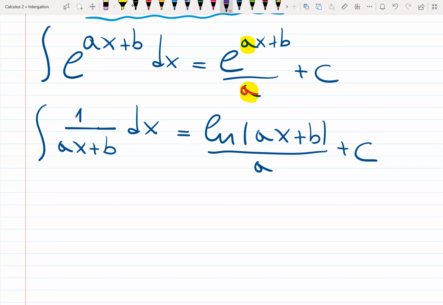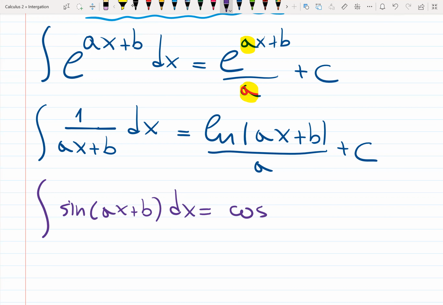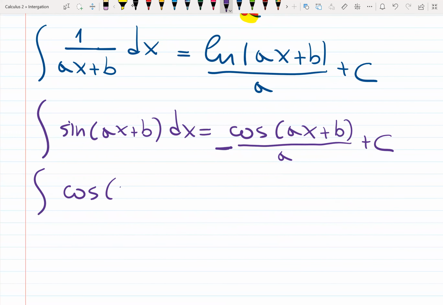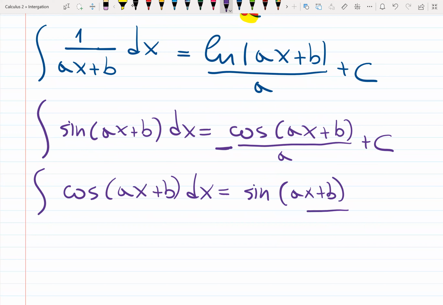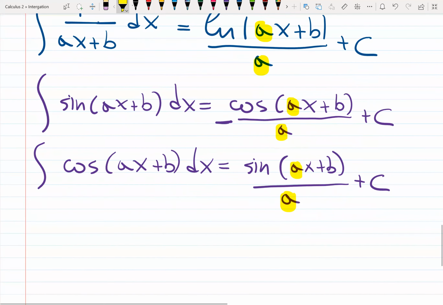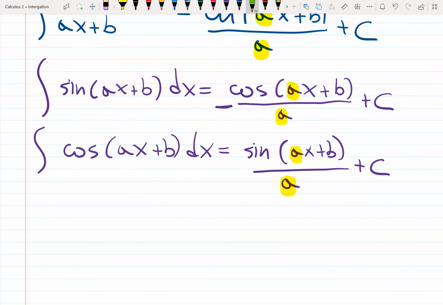Sine and cosine. Integral of sine ax plus b dx, again, only works with linear. So it's going to be cosine plus or minus, let's figure it out in a second, ax plus b divided by the leading coefficient, plus c. And now you ask yourself, the derivative of cosine is minus sine. Oh, so it should be minus. And cosine is the same thing, right? We know ax plus b. I don't know if it's plus or minus, so I'm going to write down sine ax plus b divided by the leading coefficient plus c. The derivative of sine is plus cosine. Okay, so it should be plus. So divide by the leading coefficient a. So if it's 5x, you divide by 5. If it's negative 7x plus a million, you're dividing by negative 7.